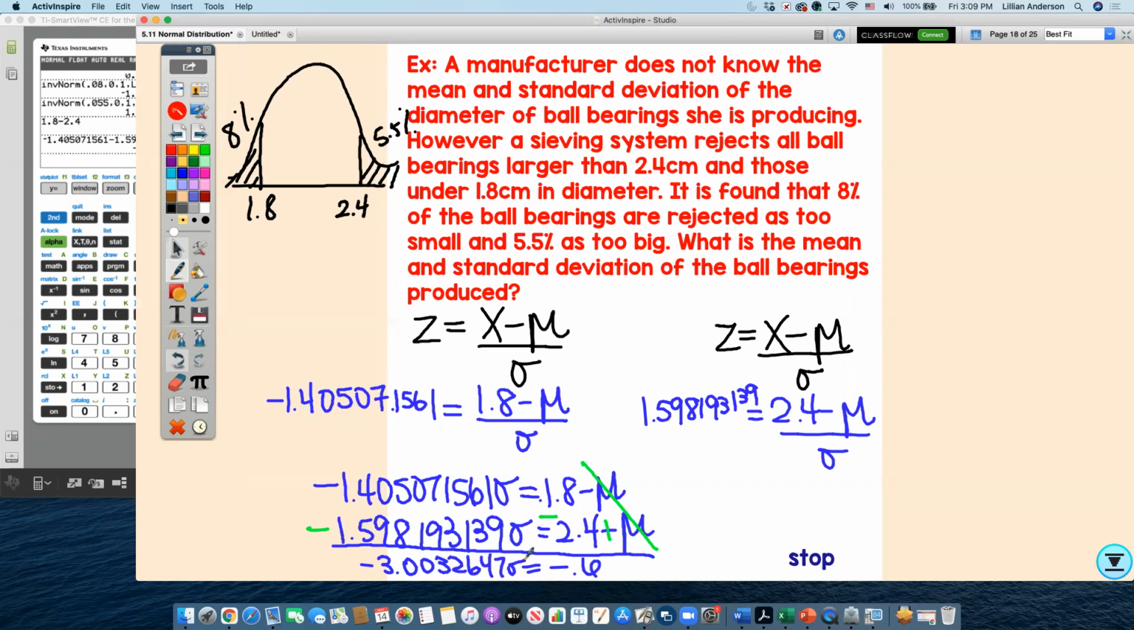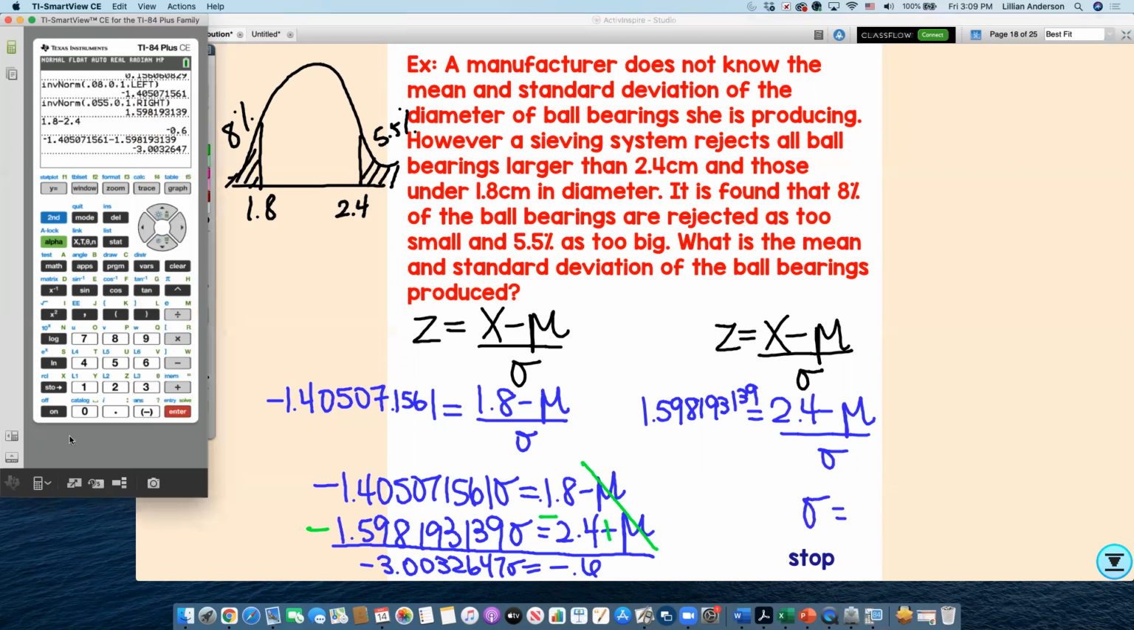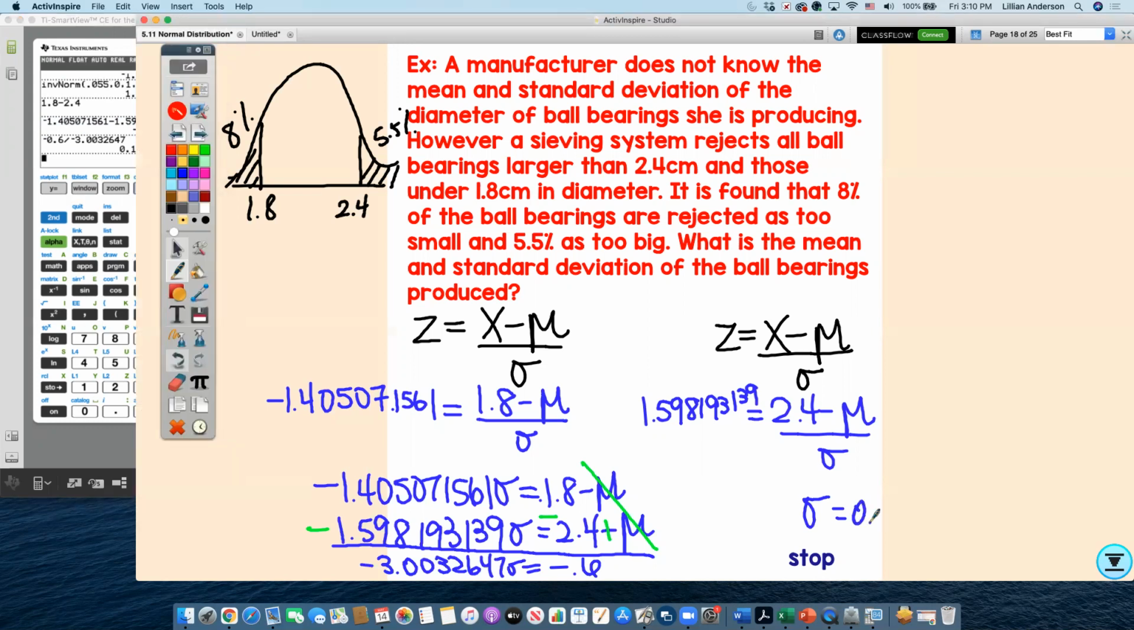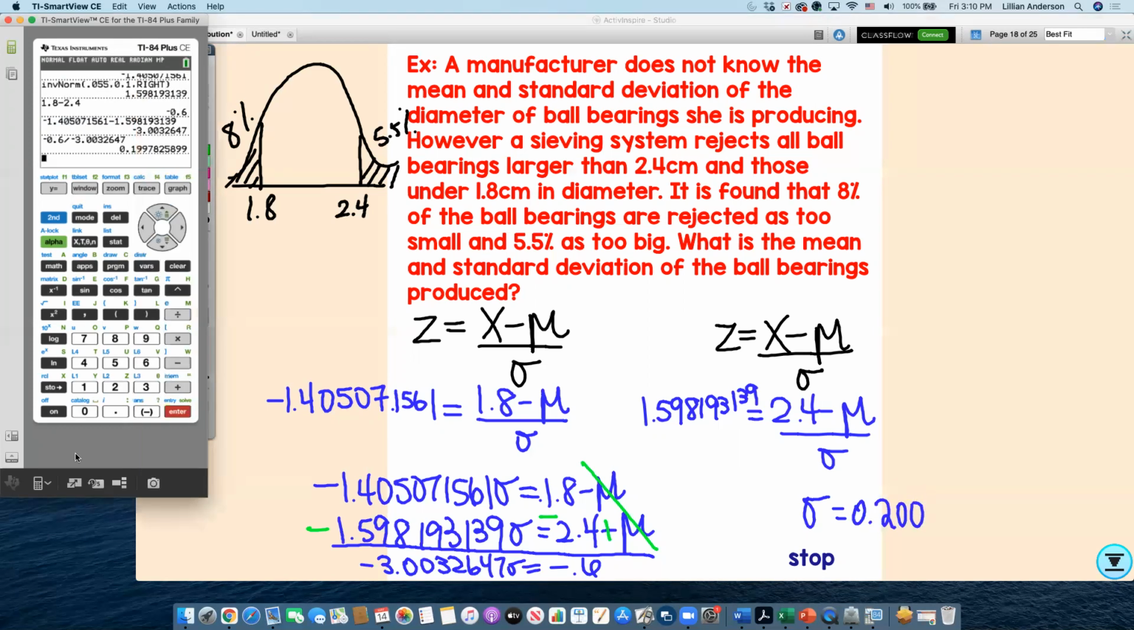So -3.003267 standard deviation equals -0.6. To find my standard deviation, I just divide both sides by that number. So my standard deviation is going to be what I get when I take -0.6 and divide it by -3.003267. And that's my standard deviation. When I round to 3 significant figures, it will be 0.200.